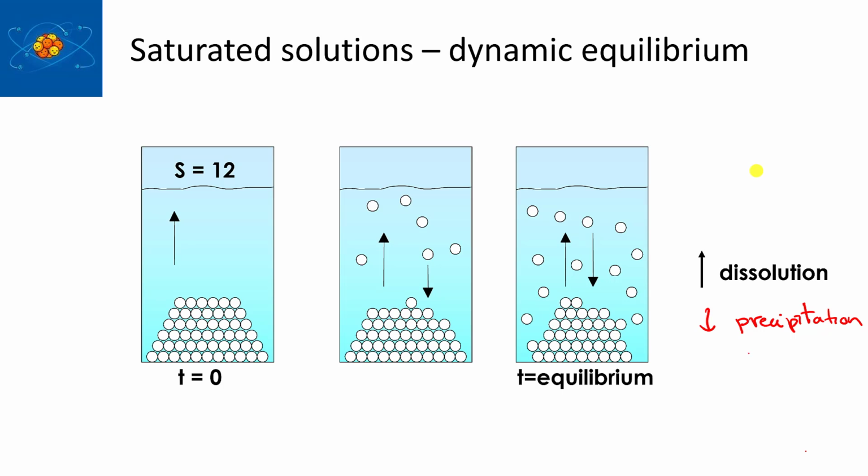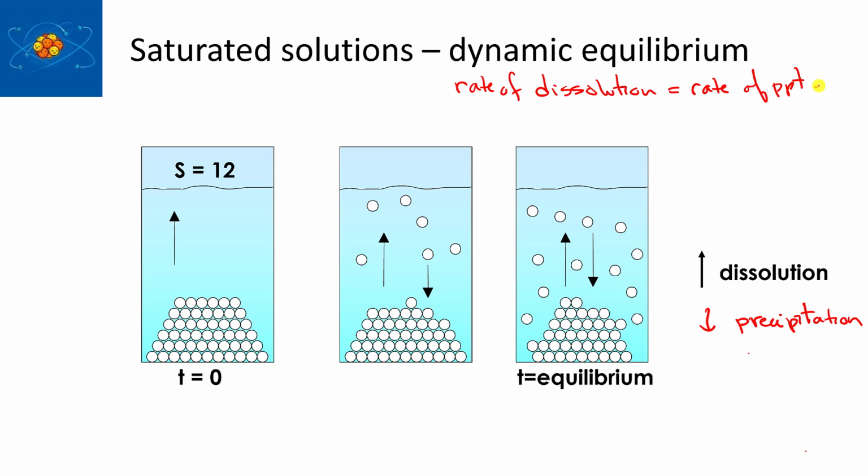So you reach dynamic equilibrium when the rate of dissolution equals the rate of precipitation. That is, how fast it's dissolving equals how fast it's precipitating.